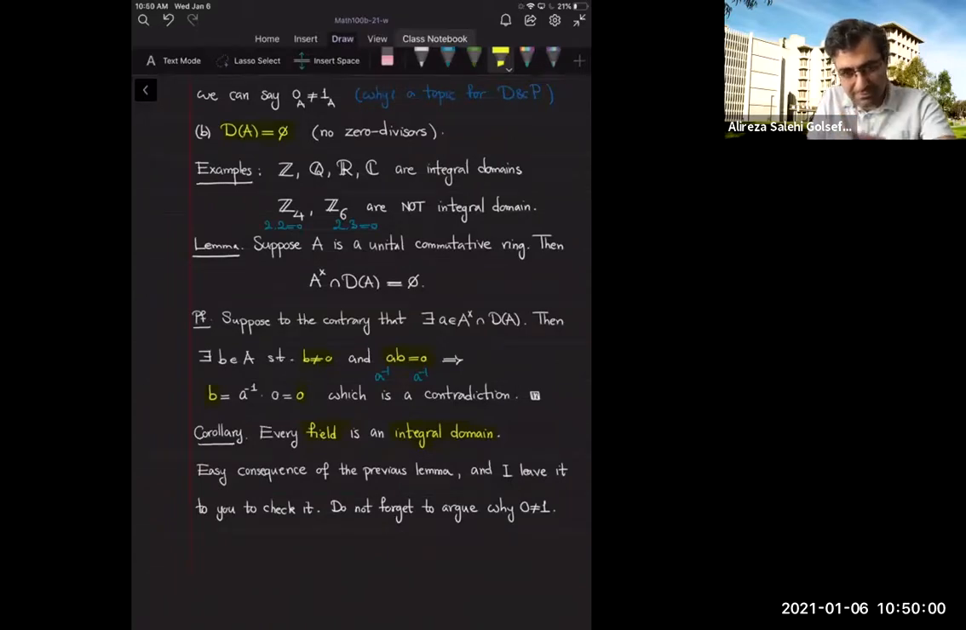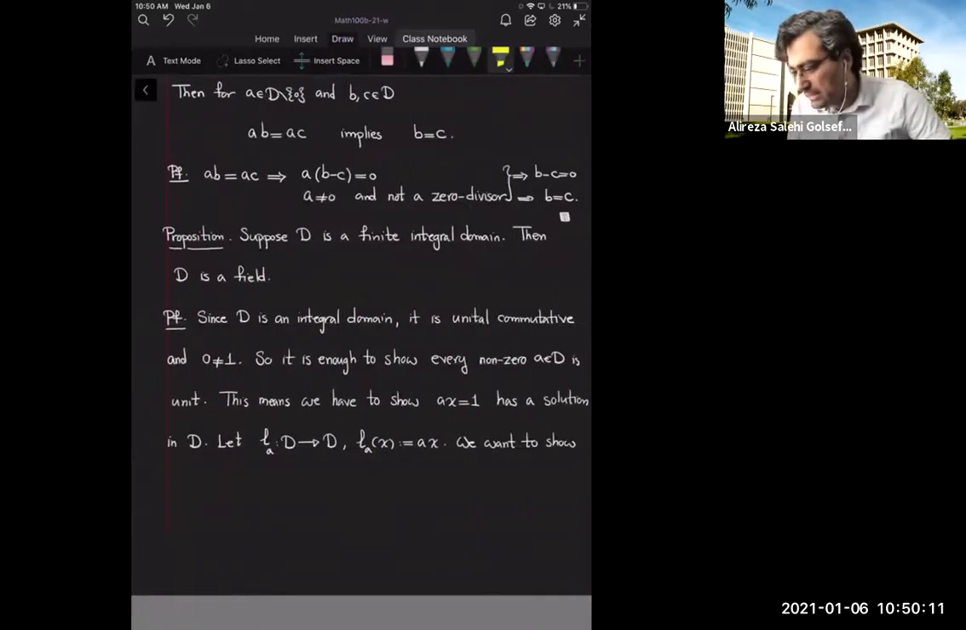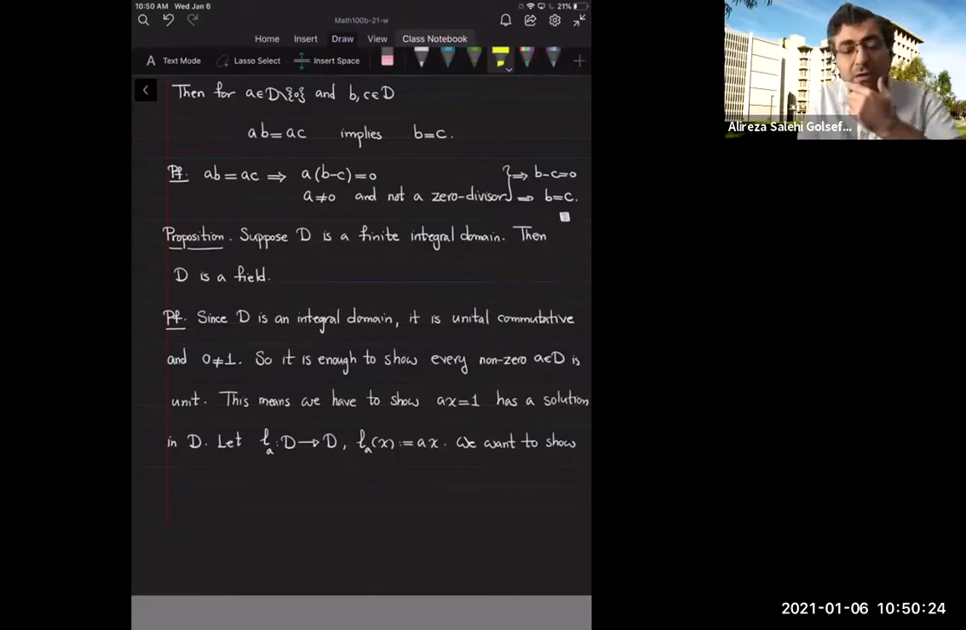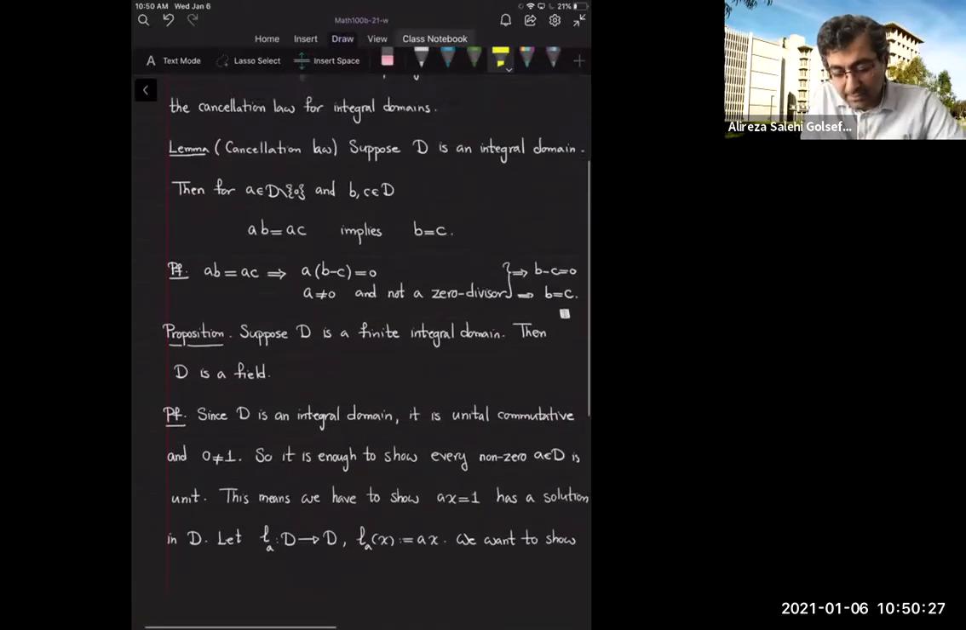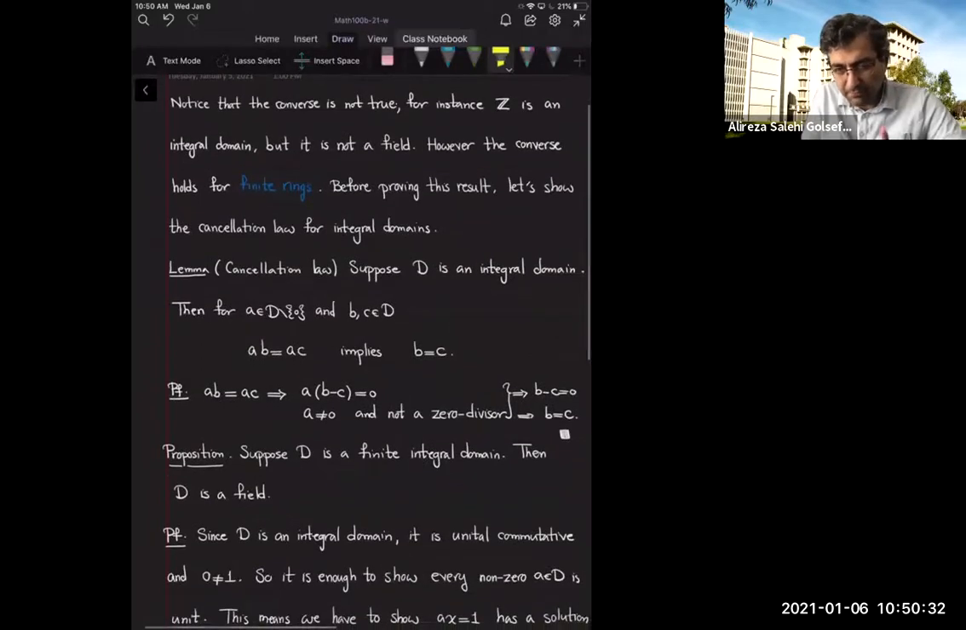Of course not. Ring of integers. Ring of integers is an integral domain, but it's not a field. So the converse is not correct in general. What we will show next is that in the finite ring case, the converse is correct. So we will show that a finite integral domain is indeed a field. But before doing so, let me show an important property of integral domains that's called cancellation law.